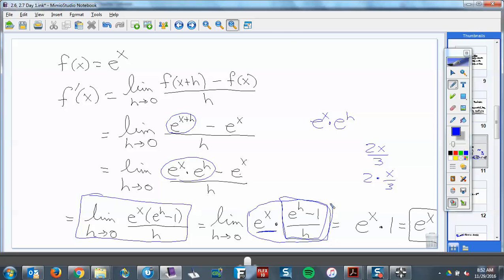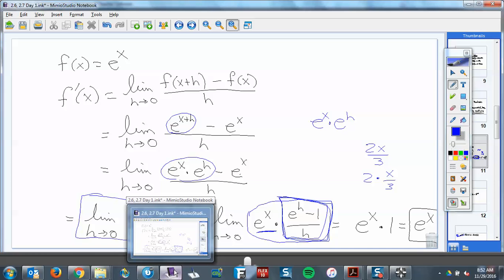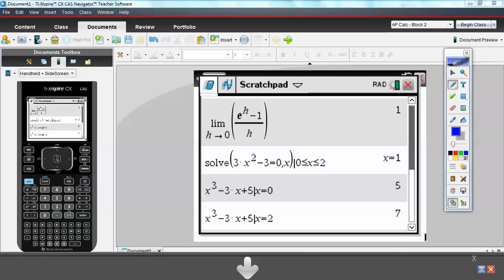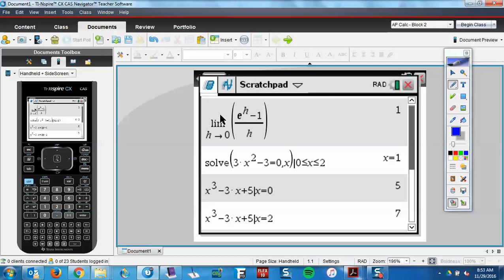What's happening to this as h approaches 0? Well, obviously we can't plug in a 0. e to the 0 is 1. 1 minus 1 is 0 over 0. We get 0 over 0, right? So what does that mean? Keep going, do something. Well, I went ahead and did something here. I just had the calculator do it, and I got 1.